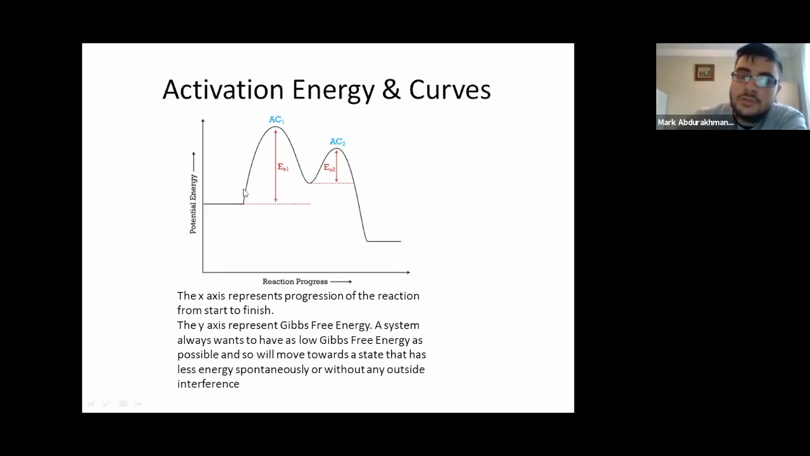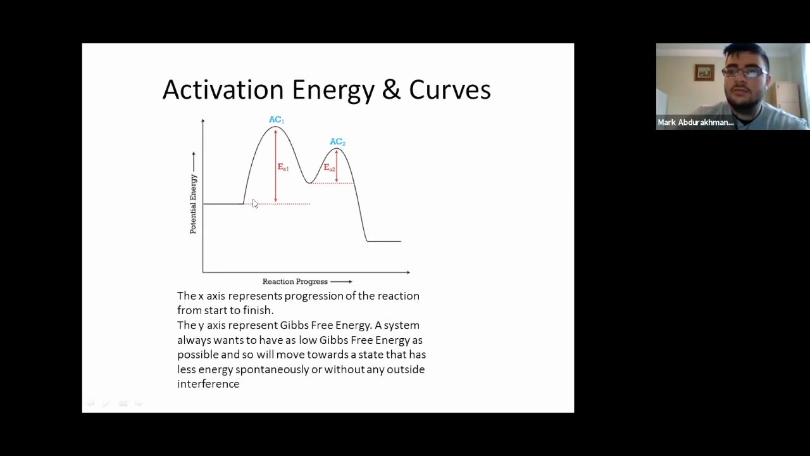The most important part of this graph is, however, this little first bump and this second bump, right? These are called activation energies. So there's this thing called potential energy or Gibbs free energy. This is basically the energy that a certain molecule, like a compound, has, right?